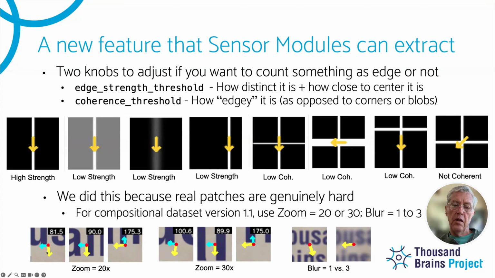So the yellow is representing the detected dominant orientation, is that what you're saying? Yes, that is correct.